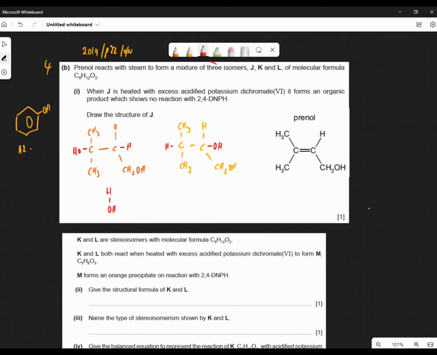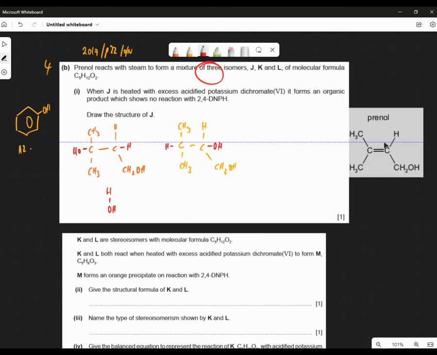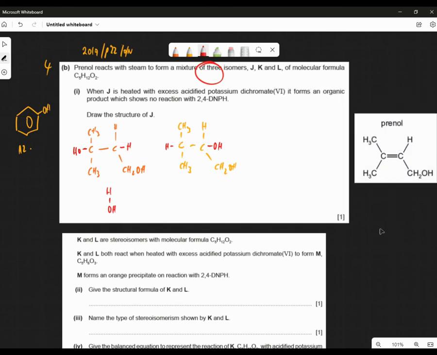Where does it say three? There it goes. So you get three isomers. I'm going to get rid of my prenol over there. Put it over there for now. You said you get three isomers, and I've only found two. Now, this is a general rule in chemistry. If you can only see two isomers, then you've got to look for weird isomerisms.